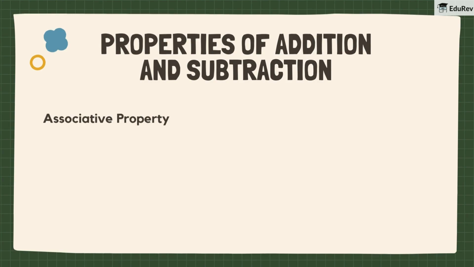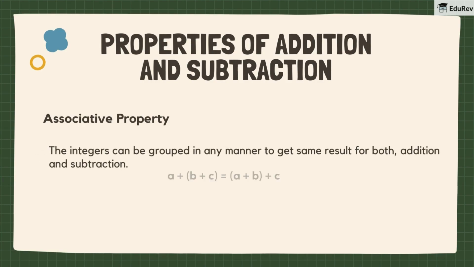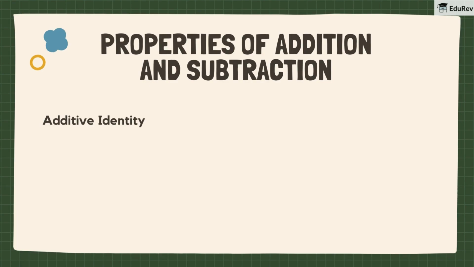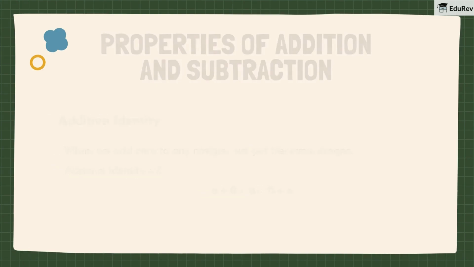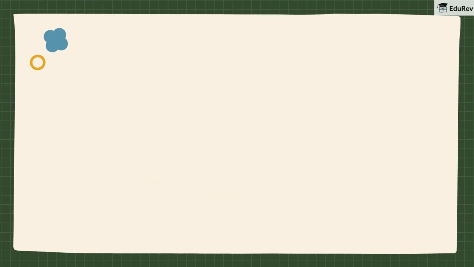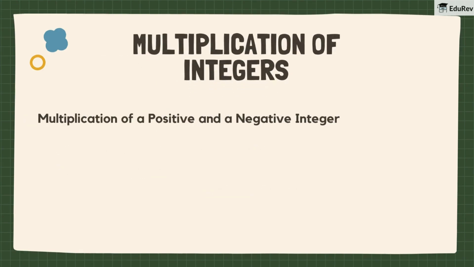Associative property. The integers can be grouped in any manner to get same result for both addition and subtraction. Additive identity. When we add 0 to any integer, we get the same integer. So, 0 is called the additive identity, and a plus 0 is equal to a is equal to 0 plus a. Now that we have learnt about addition and subtraction, let's see multiplication of a positive and a negative integer.